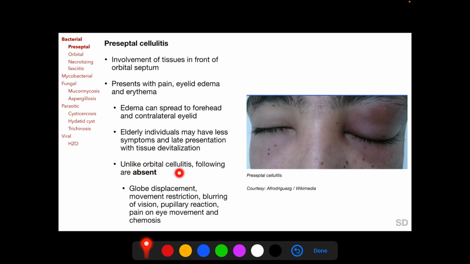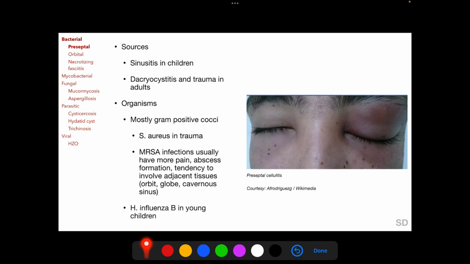And unlike orbital cellulitis, the following are absent: displacement of the eye, restriction of ocular movement, blurring of vision, pupillary reaction, pain on eye movement, and chemosis. And this cluster of signs are very important to differentiate between preseptal cellulitis and orbital cellulitis. The sources of preseptal cellulitis is usually the adjacent sinuses in children or dacrocystitis and trauma in adults. So sinusitis can cause both preseptal and orbital cellulitis, as we will come to later.